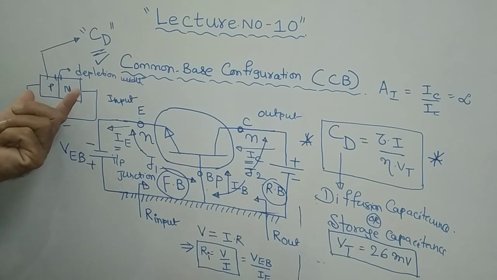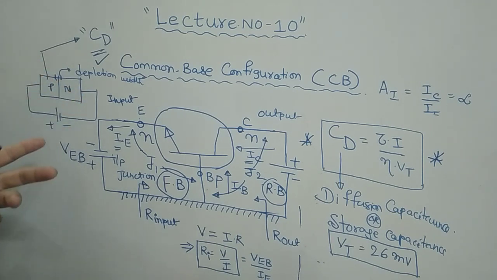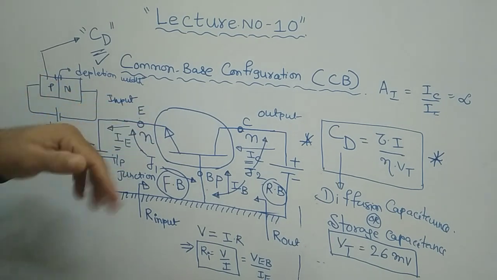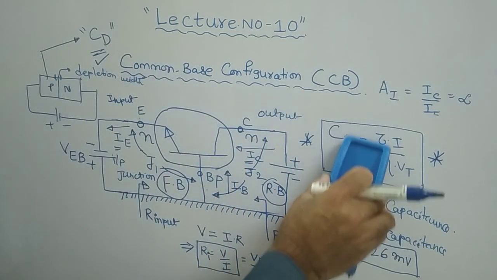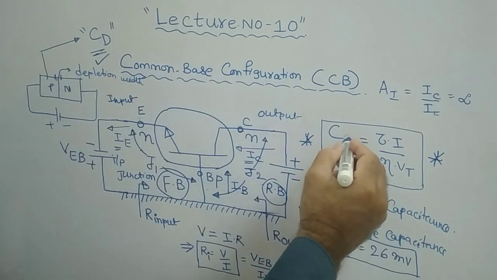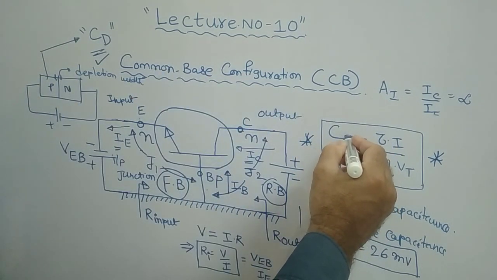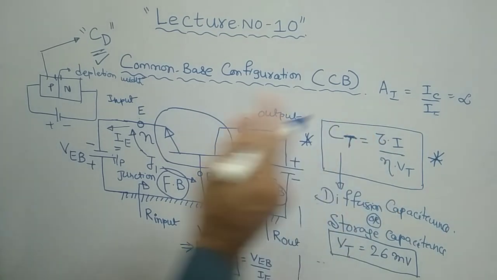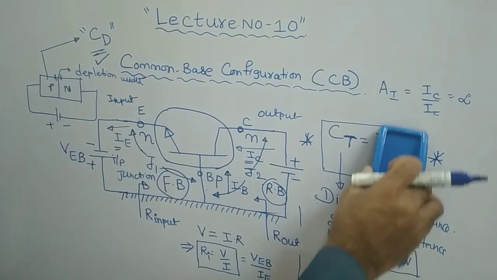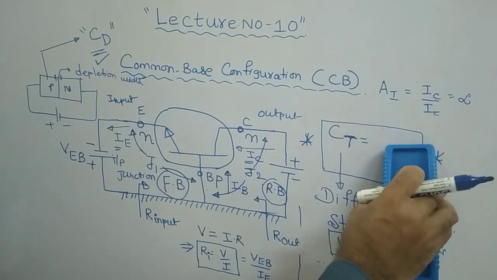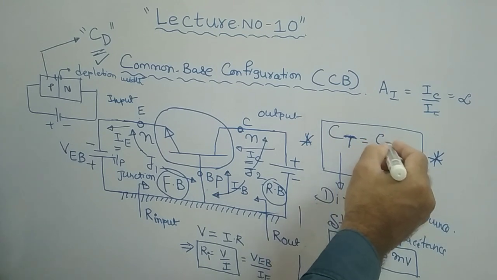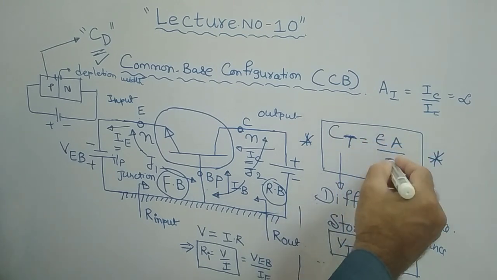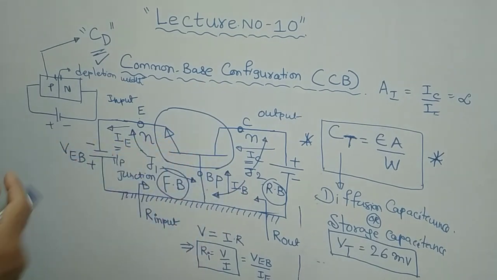And again, if you connect that same diode into reverse bias condition, you will have another type of capacitance. What is that capacitance? Under reverse bias condition, that is C suffix T, called transition capacitance. And again, there is a small mathematical expression for that. What is the expression? Epsilon A by W. Epsilon is the permittivity.